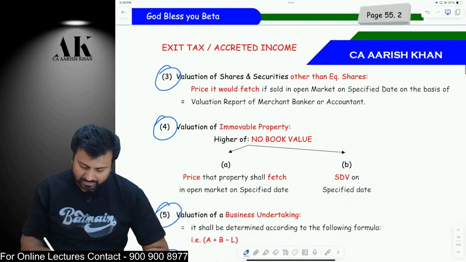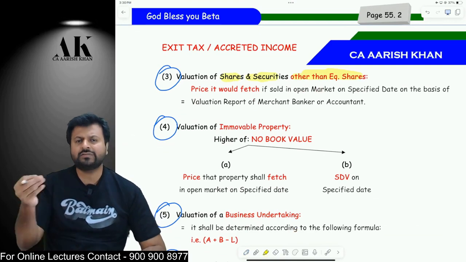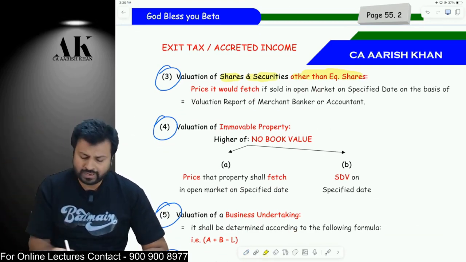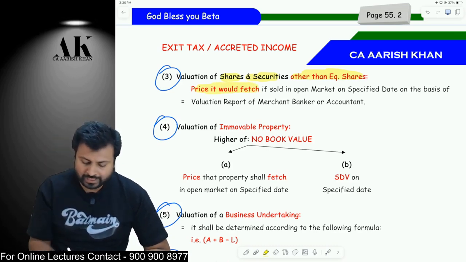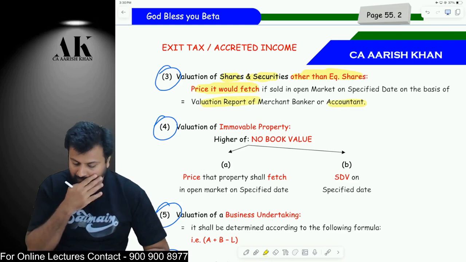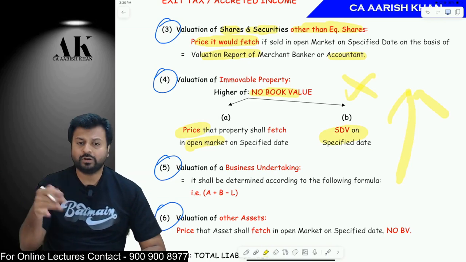What is the third thing? The third thing is valuation of shares and securities other than equity shares. This will include preference shares which are unquoted. Unquoted preference shares will be valued as per the market value, which will be determined by a merchant banker or an accountant. For immovable property, don't take book value. Either take the market price or take the stamp duty value, whichever is higher.